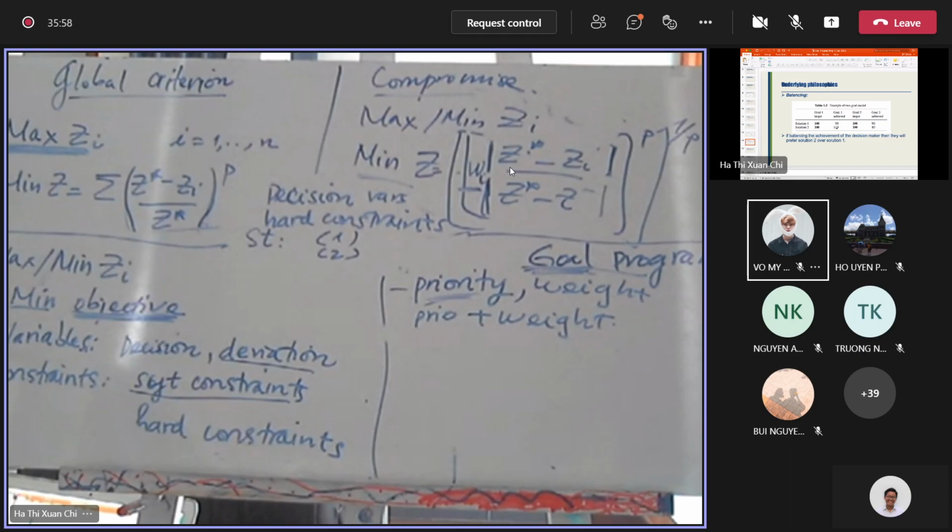But why do we need priority? We have weight. Weight can represent priority, right? If you have a higher weight, it is more important, right? Higher importance, a strong importance. So everyone, do you have any idea?